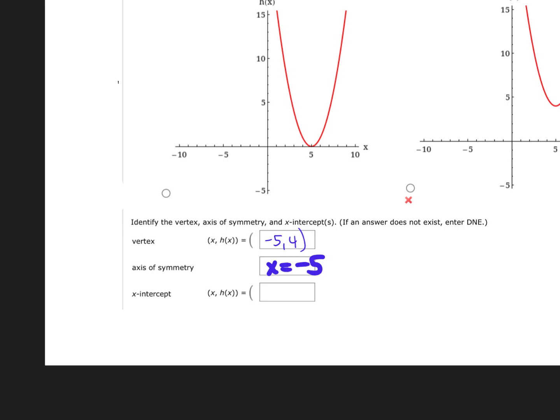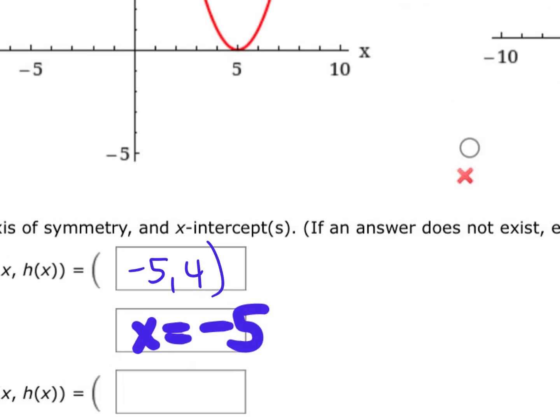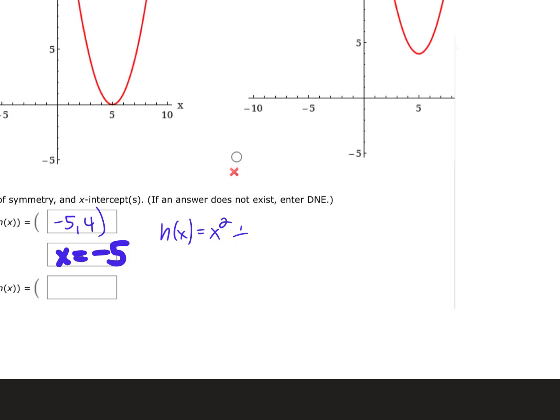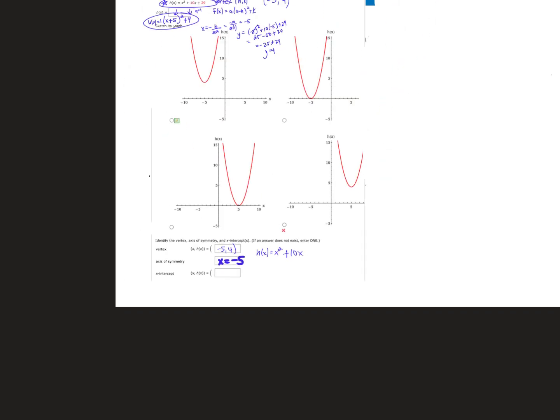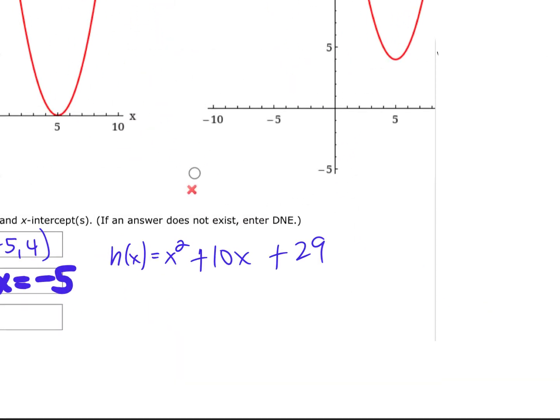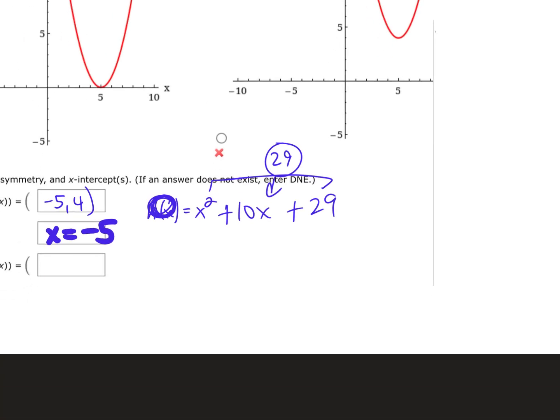And then the x-intercepts. Well, given the equation, how do you find the x-intercepts? How do you find the x-intercepts here? Plug in 0 for y. Okay. And we hope and pray this does what? Factor. Are there factors of 29 that are going to multiply to 29 and give me 10? No. You guys don't have to do this. Just follow along with me. So watch what happens here.